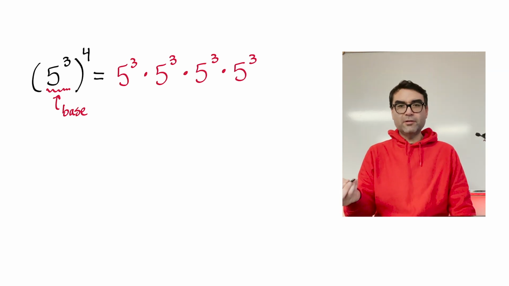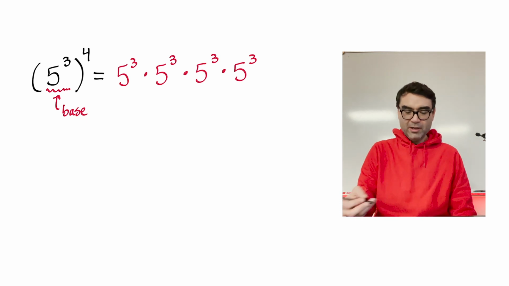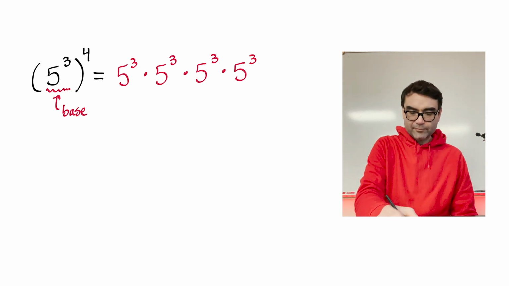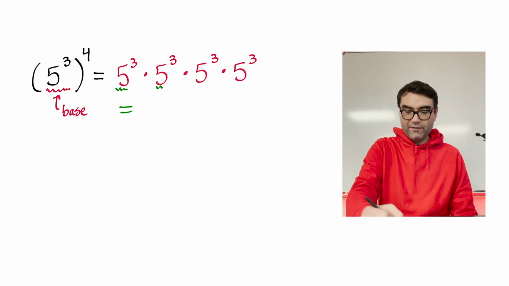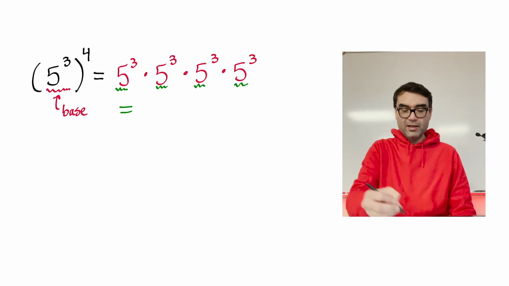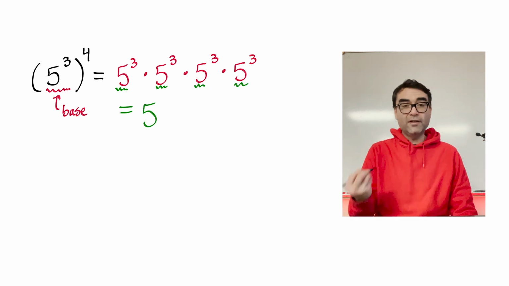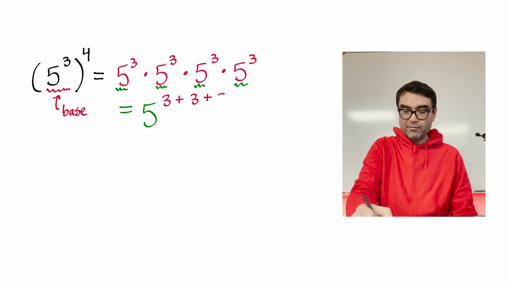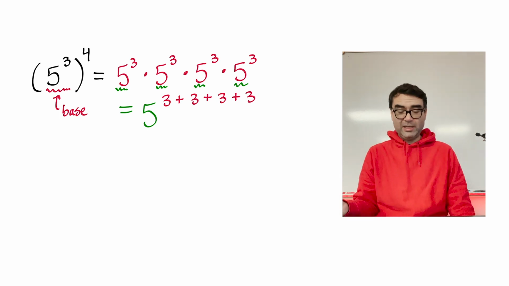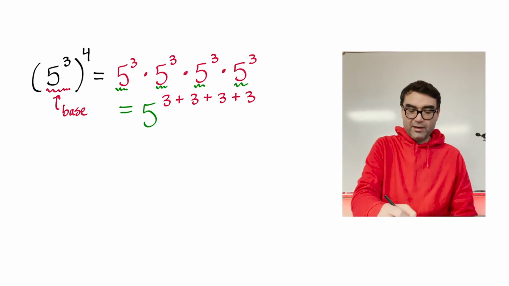Now, if we just reuse the rule that we came up with in the first example by finding the product of powers as the sum of their exponents, I could actually rewrite this as a sum of all of these exponents. And since they all have the same base, I should say, right? So since they all have a base of 5, I could write this as the sum of all of their exponents. So it'd be 3 plus 3 plus 3 plus 3 will be my new exponent. And just adding those 3's, you get 5 to the 12th power.